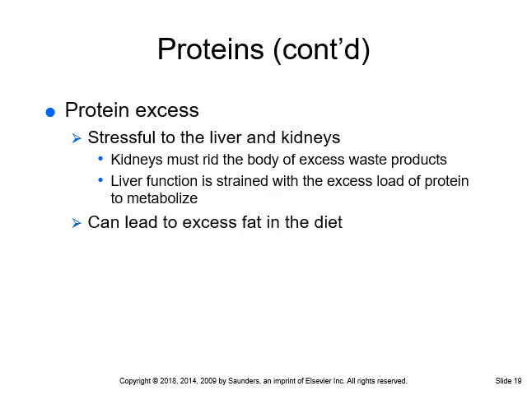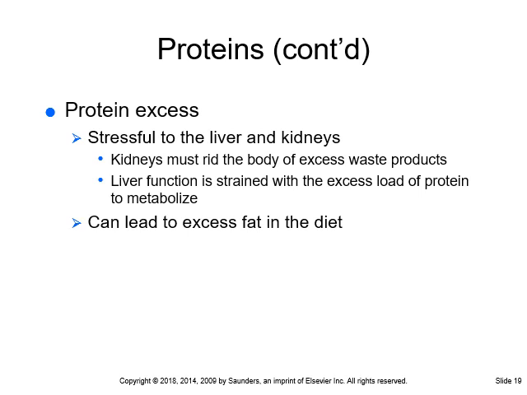The average American diet supplies 1.5 to 2 times the DRI for protein. Athletes and very active individuals may consume higher levels of protein. High protein diets for people who do not require a protein increase may be stressful to the liver and kidneys. The kidneys must rid the body of excess waste products resulting from an increased protein intake.